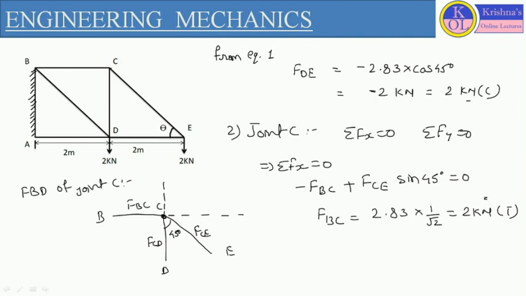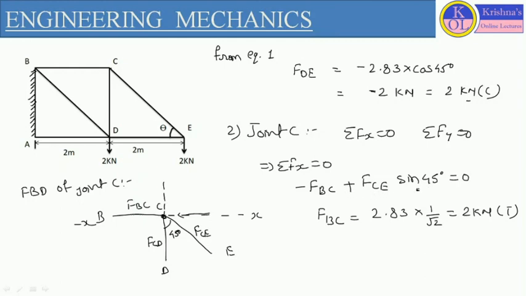So this will be our equation. This BC is in minus x direction, so this term will be minus FBC. And FCE, if we define vertical and horizontal components, the horizontal component will be in this direction, so this will be positive. So it will be FCE sine 45.